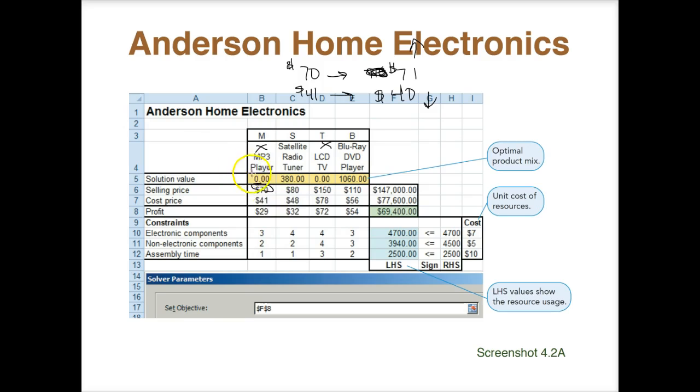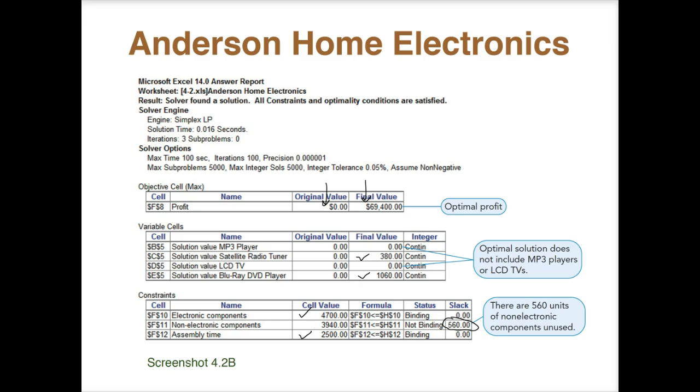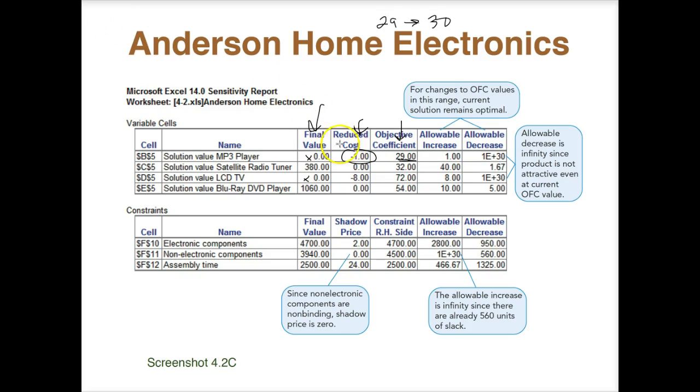In both cases, we see that we're either reducing the cost or increasing the selling price by $1 to make up for that difference, so it'll actually make sense for us to produce the MP3 player. So that is getting back to where we were. So that's what the reduced cost is telling us.